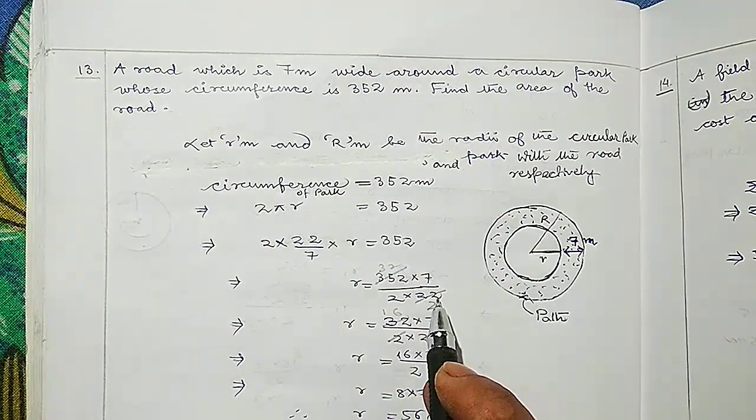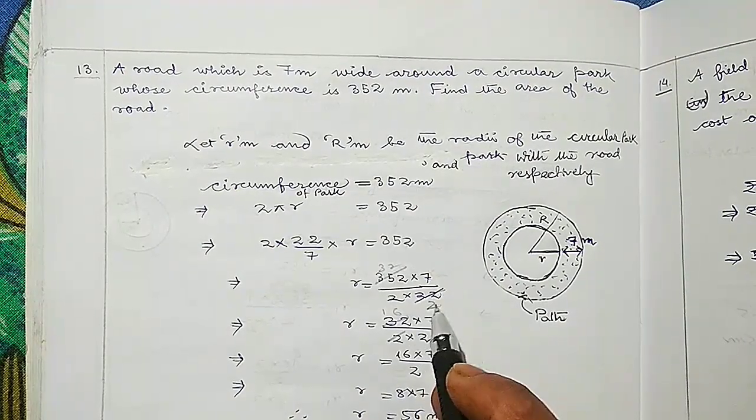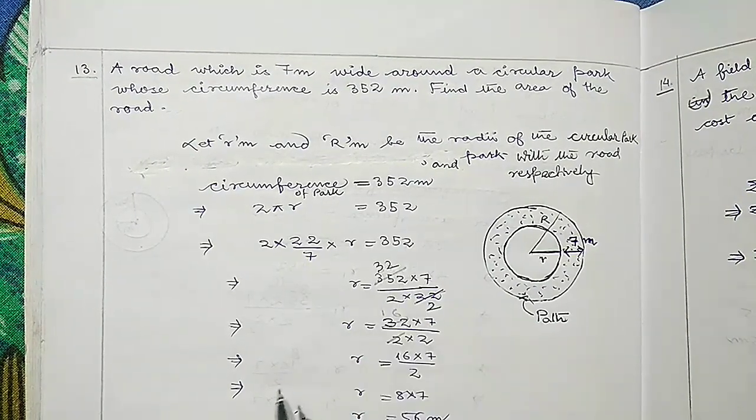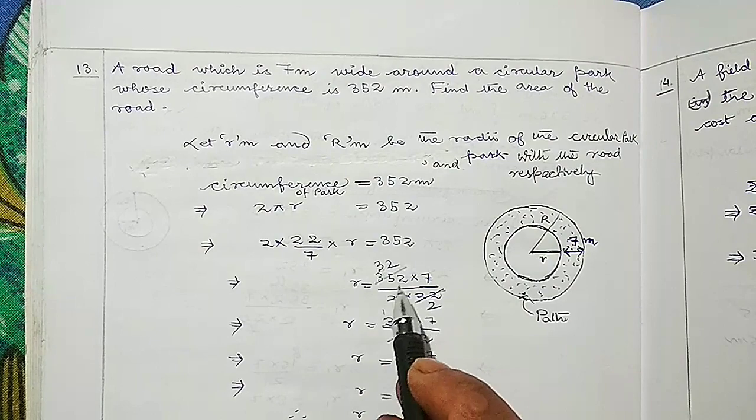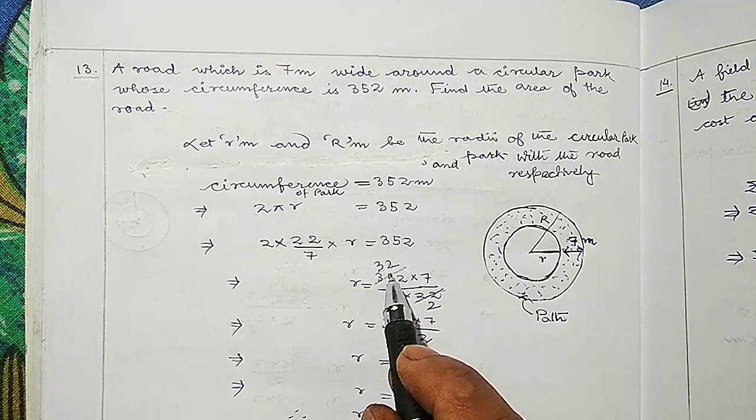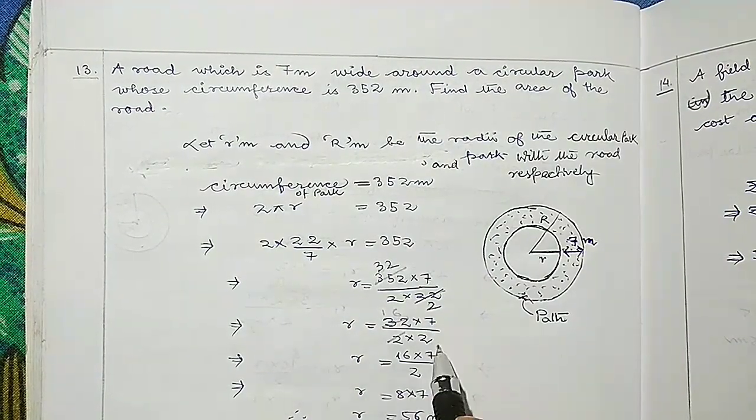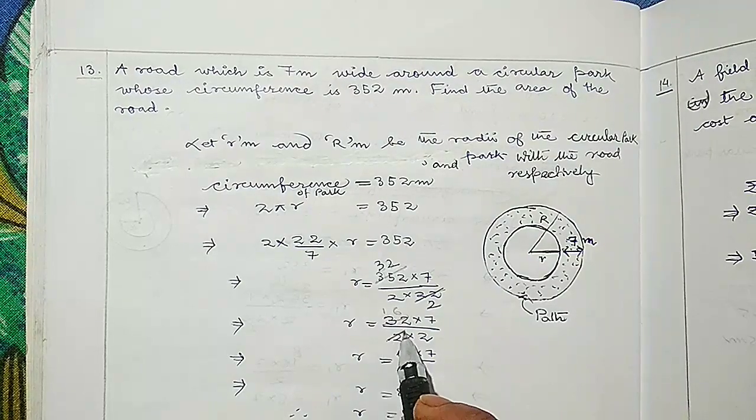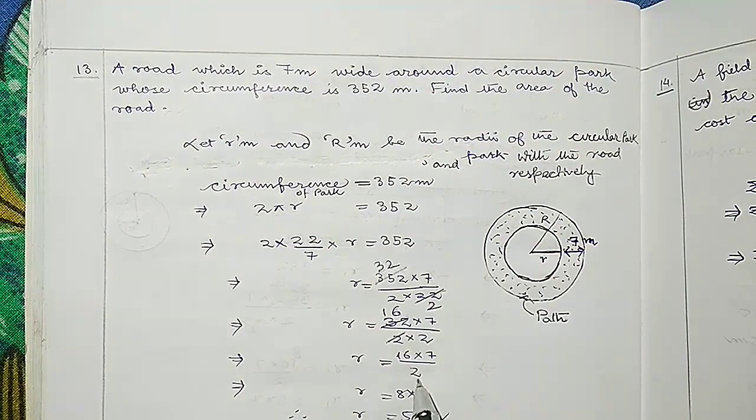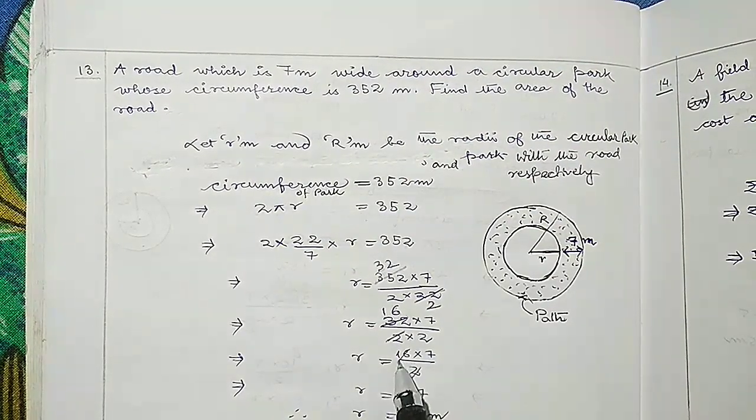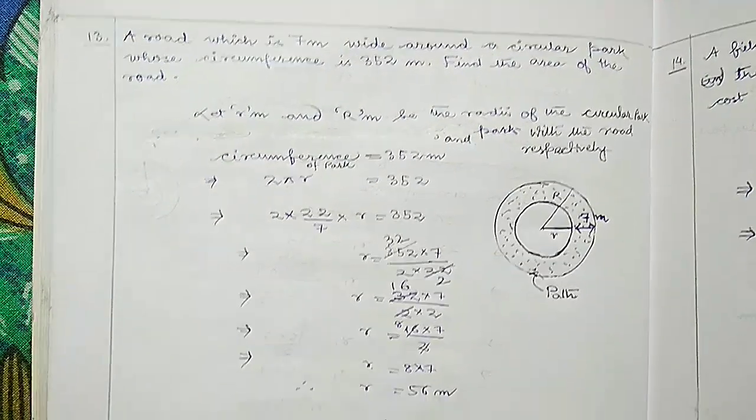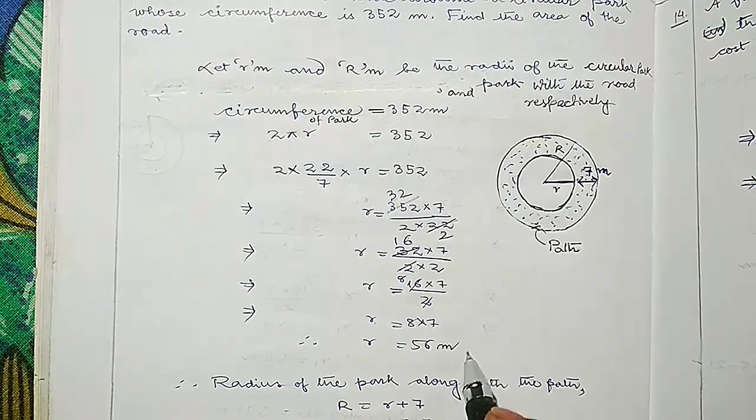Now, if I cancel 22 and 352 by 11: 11 2s are 22, 11 3s are 33, 22 left, that means 32. Clear? So we have cancelled 22 and 352 by 11, and as a result we got 2 and 32. Now we are left with 32 into 7 by 2 into 2. If I cancel 32 and 2, I get 16. So r equals 16 by 7 into 2. These 2 and 16 again can be cancelled. We got 8. So r equals 7 into 8, that is 56 meter. So the radius of the park is 56 meter.